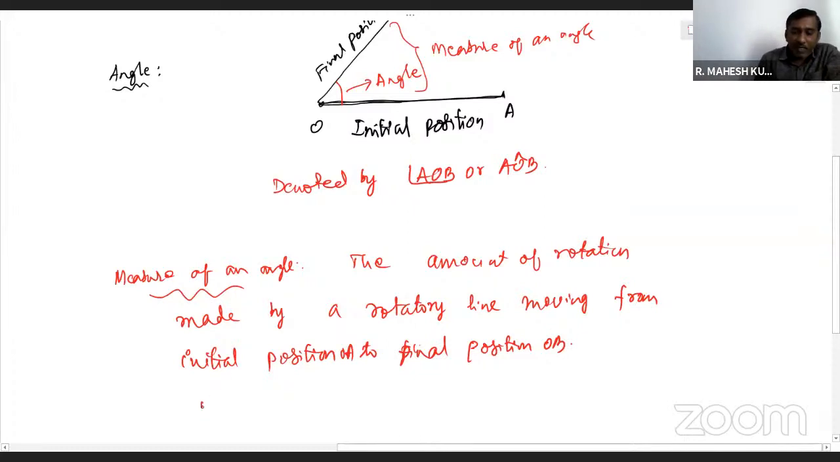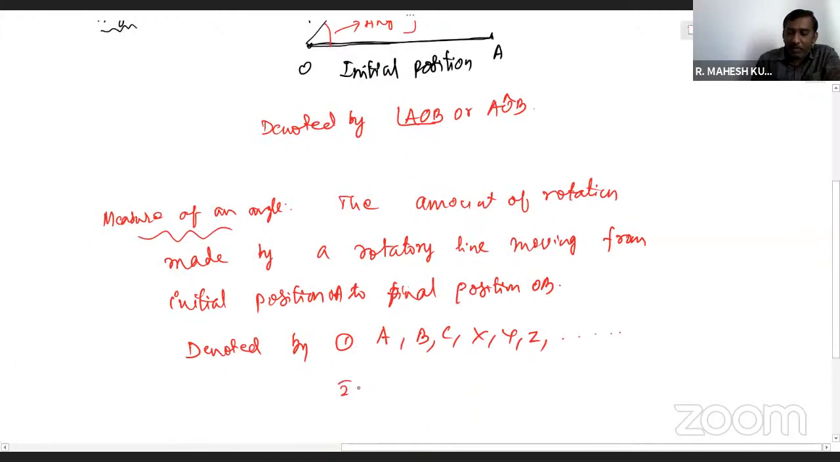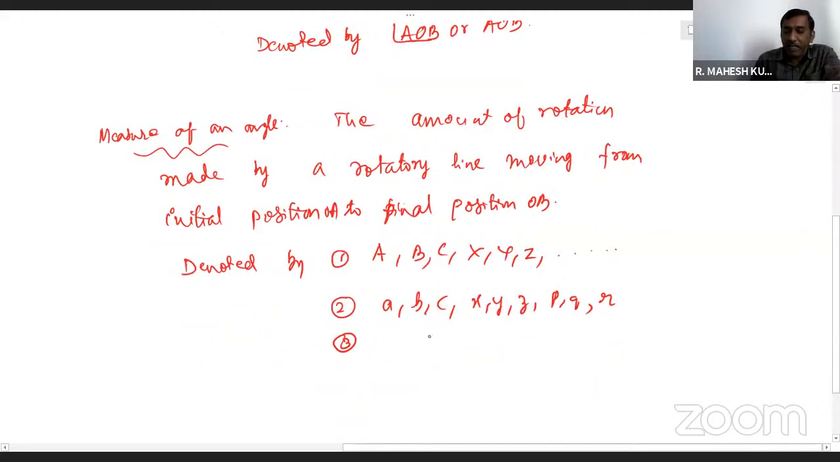So generally measure of an angle, we denote by the following notations. We use capital letter English alphabets, so you can denote them by capital letter English alphabets A, B, C, D, X, Y, Z and so on. Or you can use small case English letters, right? A, B, C, X, Y, Z, P, Q, R, like this. Or you can use Greek symbols, like theta, phi, psi, alpha, beta, like this. ಈ ತರದ notations ಅನ್ನು use ಮಾಡಿ angles measure of an angle denote ಮಾಡ್ಬೋದು.